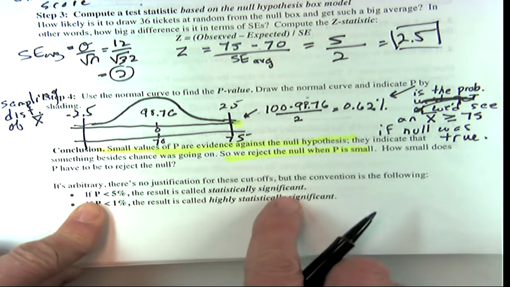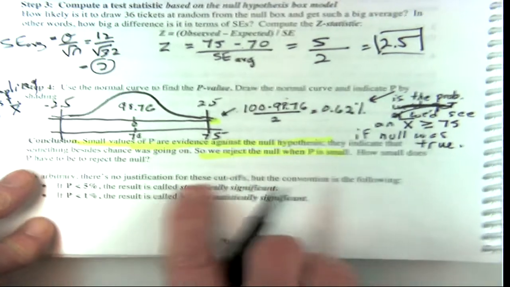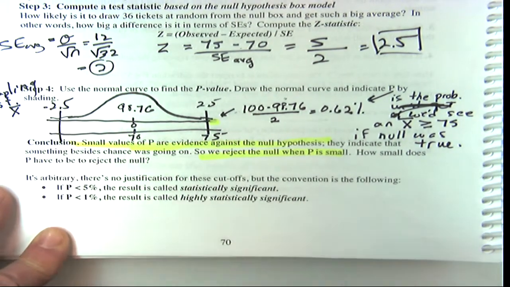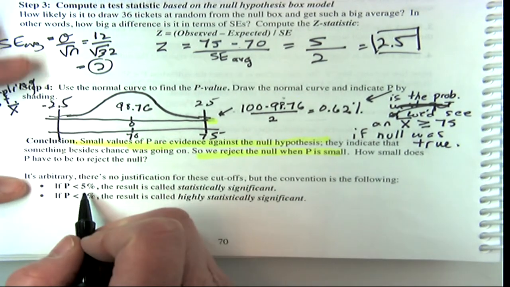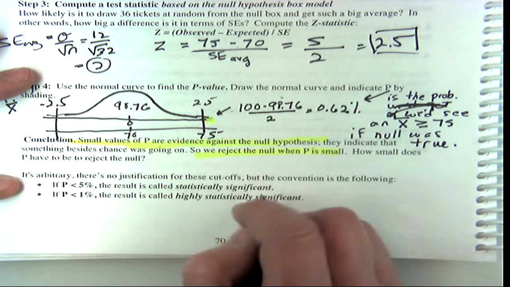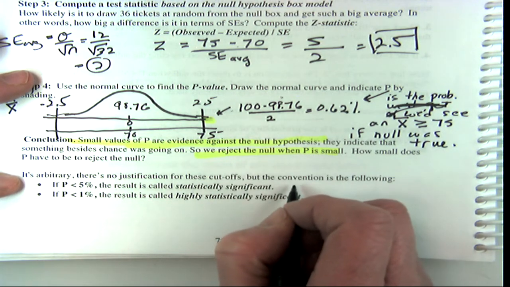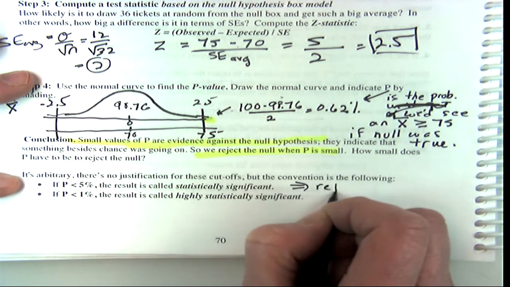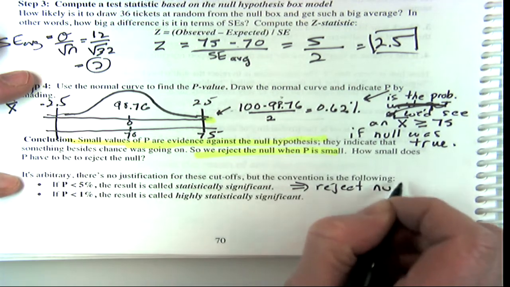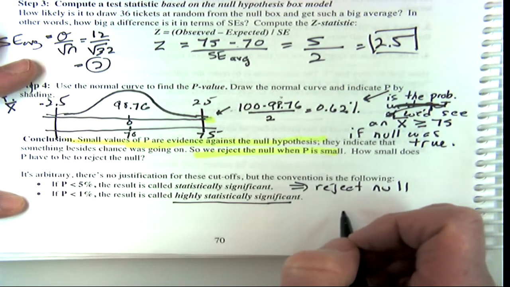And this is arbitrary, okay? There's no justification, but it's a convention, and you'll see this all the time. So when people see less than 5%, we call it statistically significant, and we say that's so small, we reject the null. And if it's 1%, it's highly significant, and we strongly reject the null.